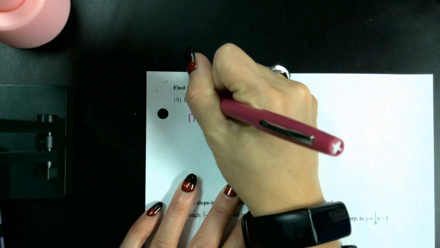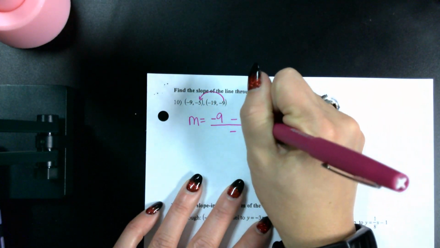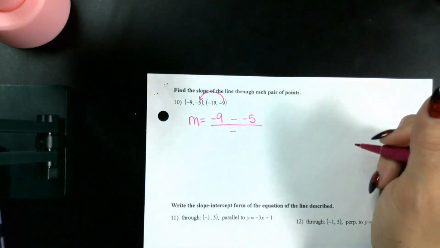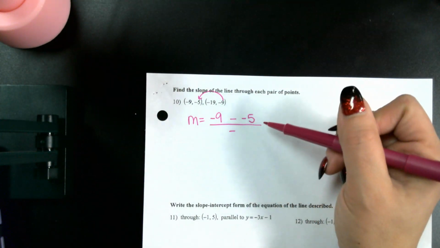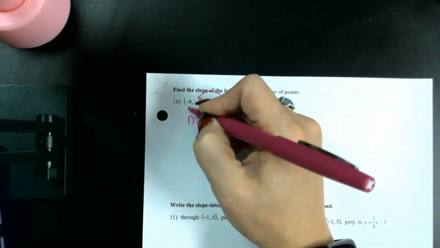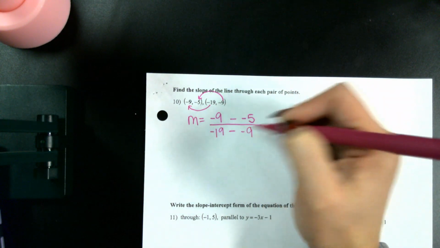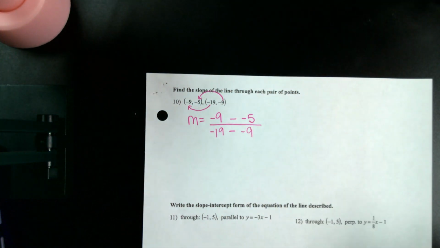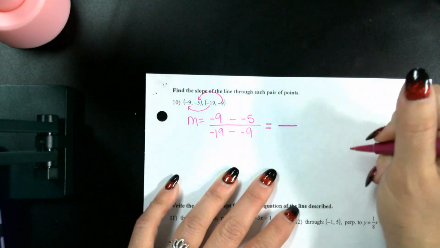So here are your two y values. Remember, you can put yours in the opposite order that I put mine, as long as both of you have -5 minus -9 on the top, and then on the bottom, you would have to have -9 minus -19. So both of yours would have to be flipped around in comparison to what mine say.